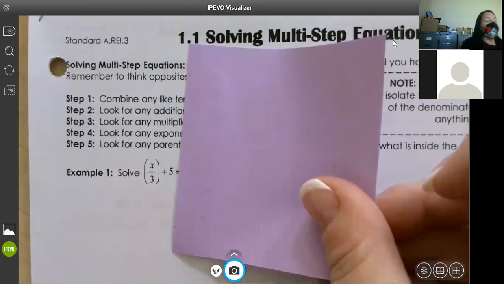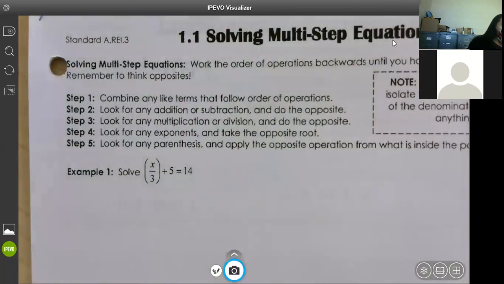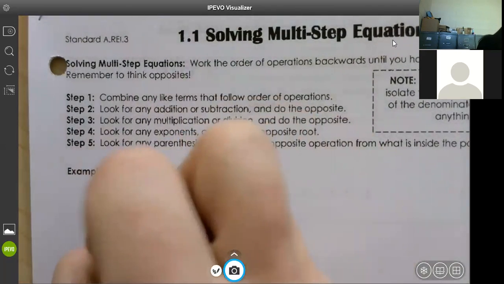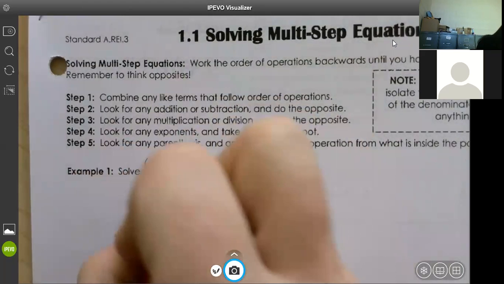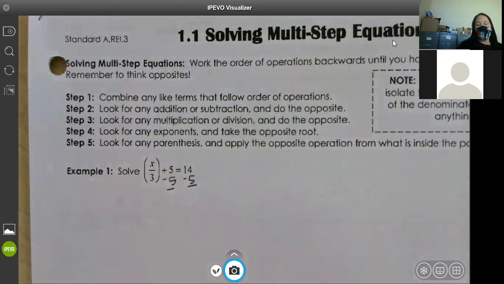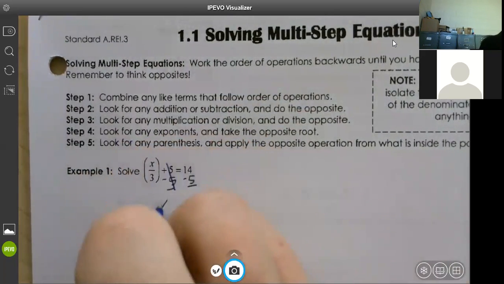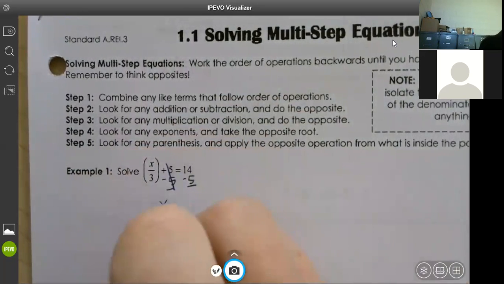To get rid of it, we're going to do opposite operations. So what's opposite of addition? Subtraction. So that's what we're going to do. We're going to subtract 5. And what we do to one side, we have to do to the other. What we do to one side, we have to do to the other. These 5s will cancel out, leaving me with just x divided by 3.